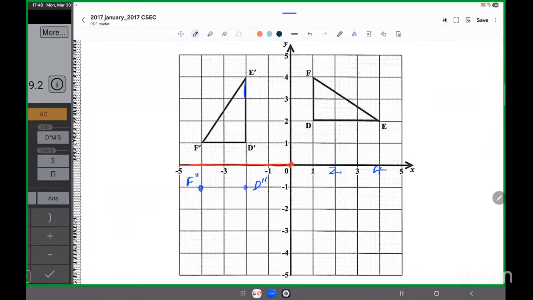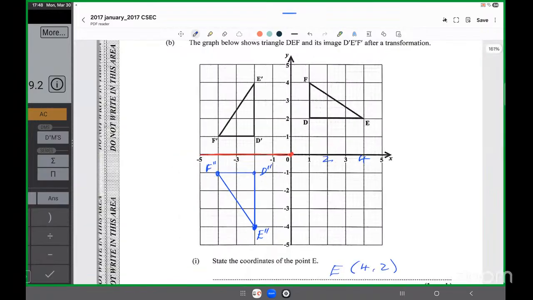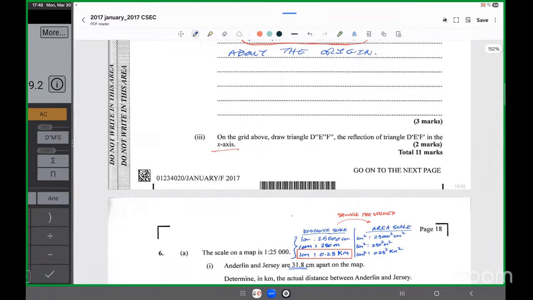Then this one is 1, 2, 3, 4 units from the mirror line. It's going to go 1, 2, 3, 4 units to the other side, to here. That's where E double prime is going. And then just draw a triangle. And that is it. That's the image. All right, make sure we get these things right in the exam. And that question is over.